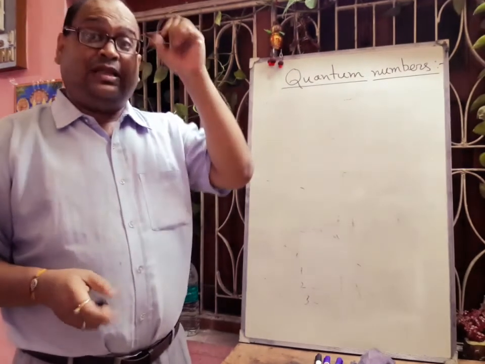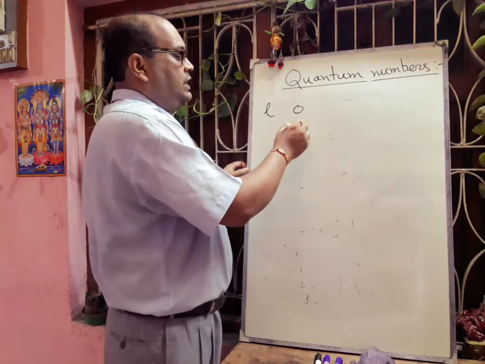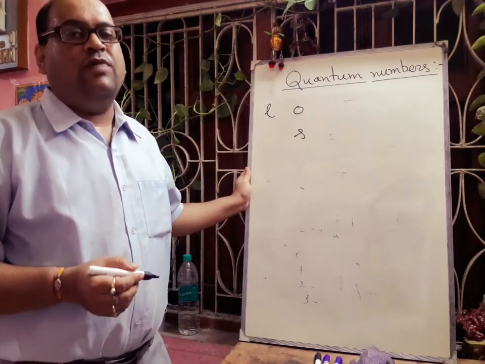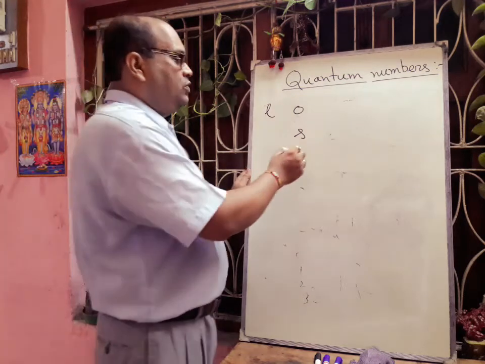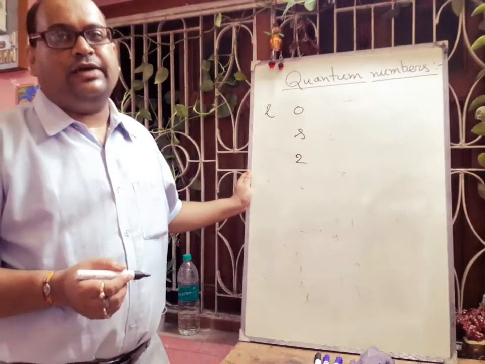Suppose the value of L is equal to 0, then it is s orbital. Okay, that subcell is s. So how many electrons will be there? 2 electrons. Why 2 electrons? We will discuss later. Okay.